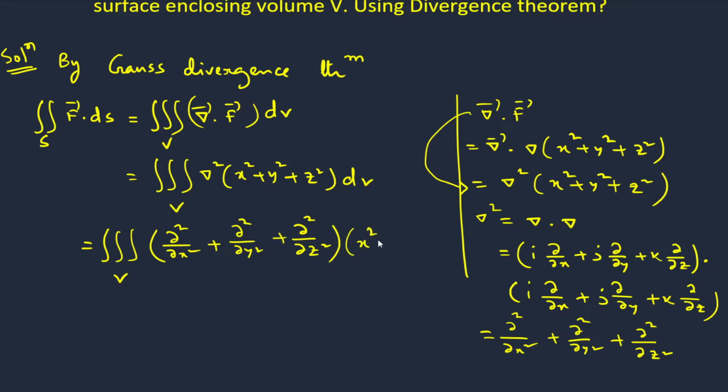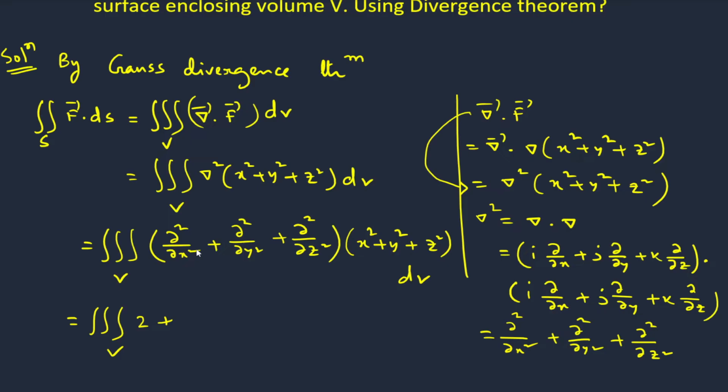With this, what do we have? x squared plus y squared plus z squared, and then dV. Since these are partial derivatives, we have to differentiate x squared only with respect to x, because the other two terms will be 0. So what is the first term? Del squared by del x squared. We differentiate x squared with respect to x twice. If you differentiate x squared once, it will be 2x. If you differentiate it again, it will become 2.